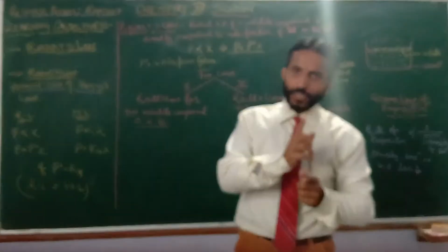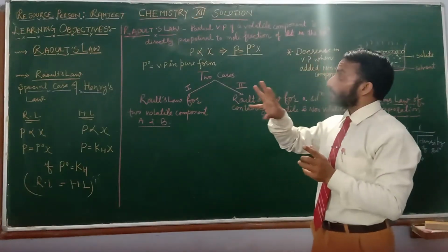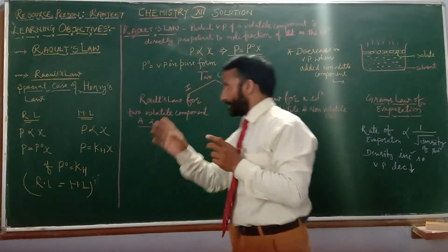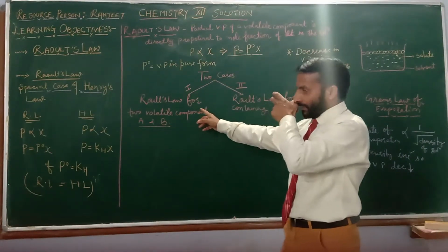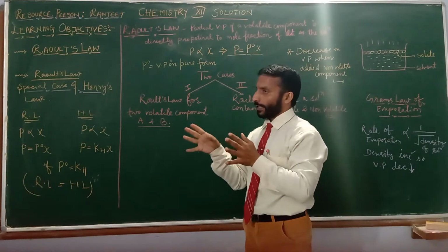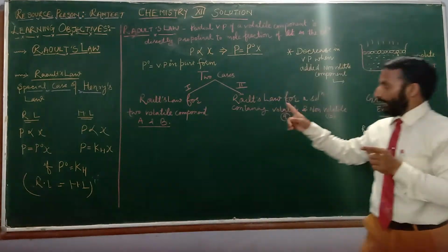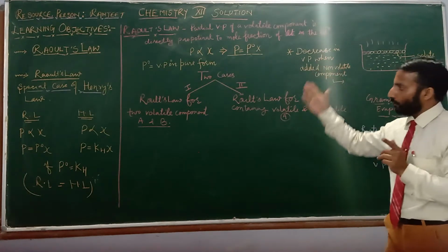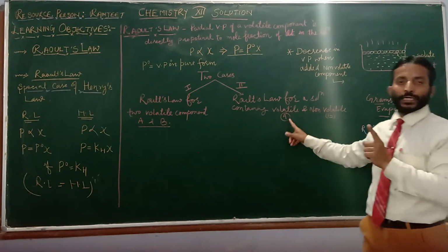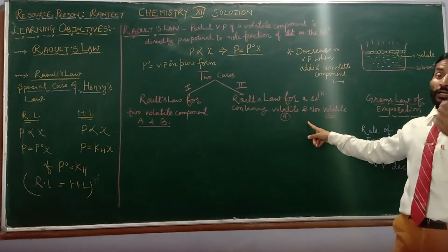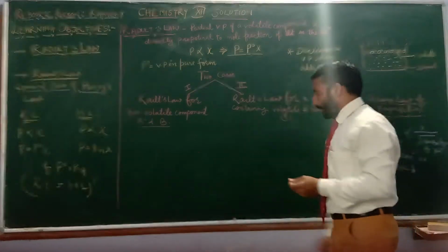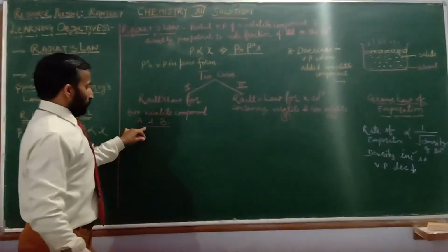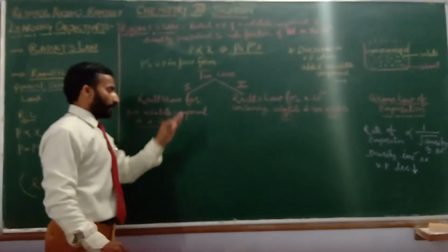Alright, here we will discuss this Raoult's law in two forms. In the first case, both components are volatile. In another case, we will see how Raoult's law works when we have one volatile component and another non-volatile. So let us first discuss the case where both of them are volatile.